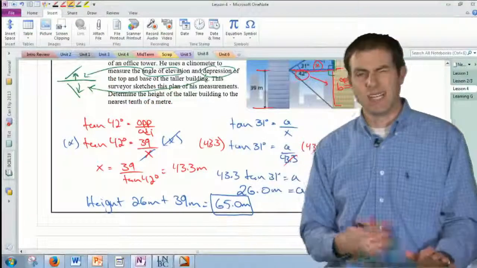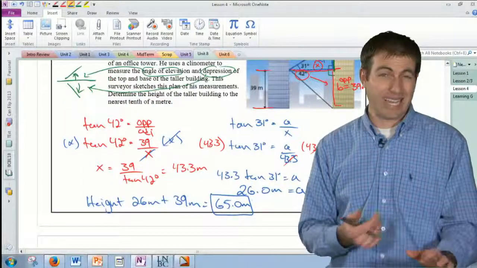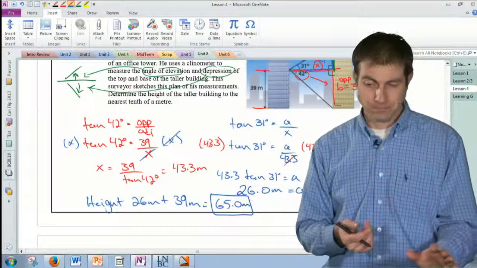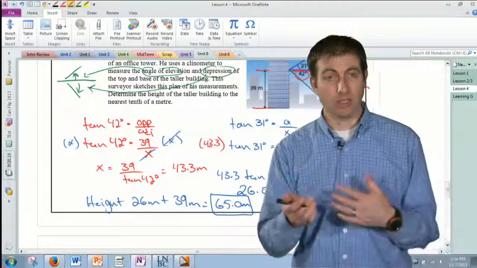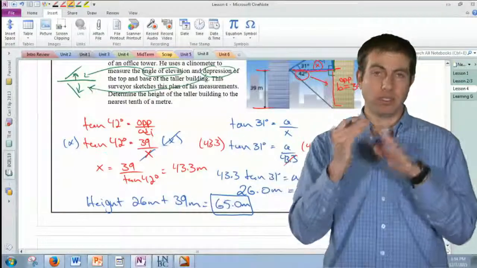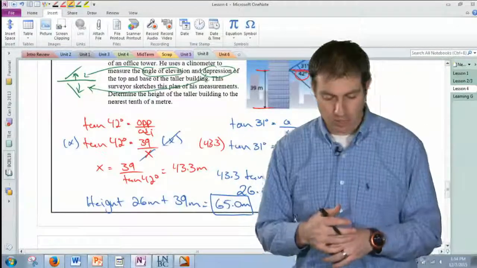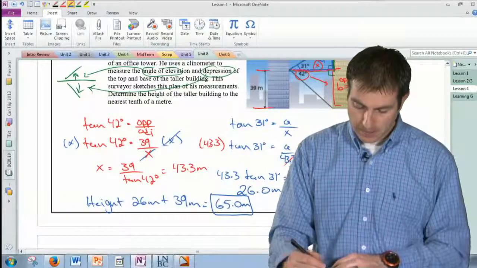So the question was a little bit tricky in how it was asking you to find that height. You needed to take the height of the smaller building, add it to the additional height that you found.